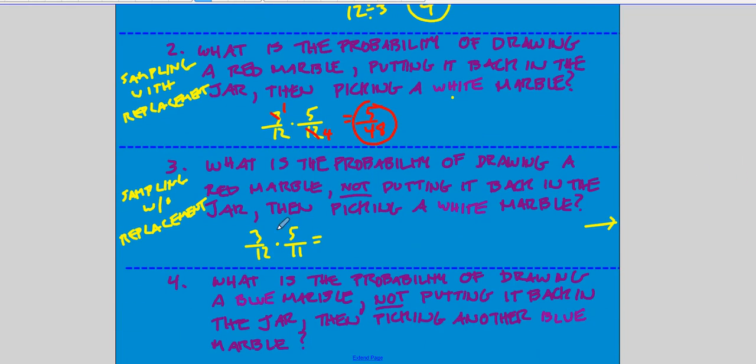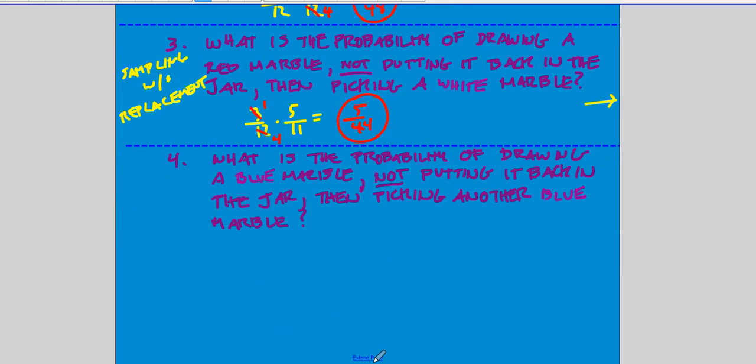I can reduce 3/12 because I can divide 3 into both of those. 3 divided by 3 is 1, 12 divided by 3 is 4, so I now have 5/44 as the probability of picking a red, not putting it back, and picking a white. Notice that this is actually a little higher probability. 5 out of 44 is a better chance than 5 out of 48. So sampling without replacement increases our odds of having that event occur as opposed to sampling with replacement.